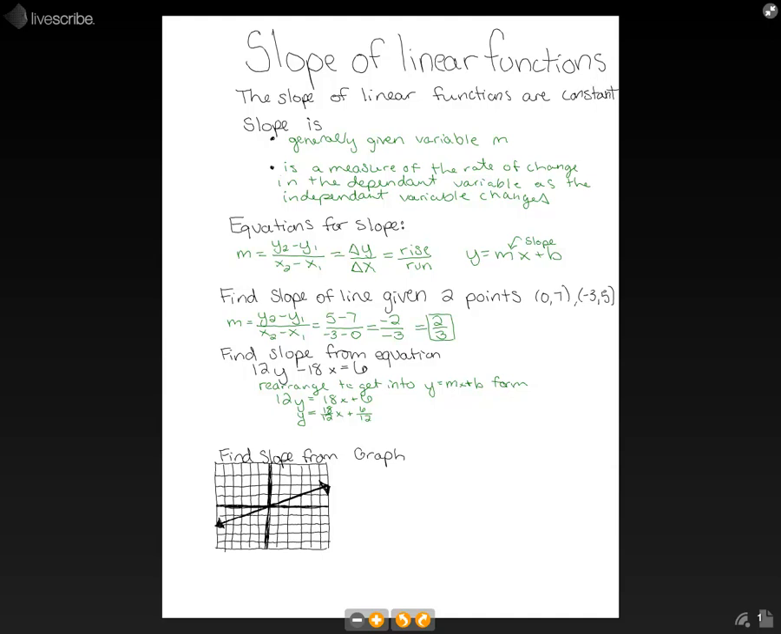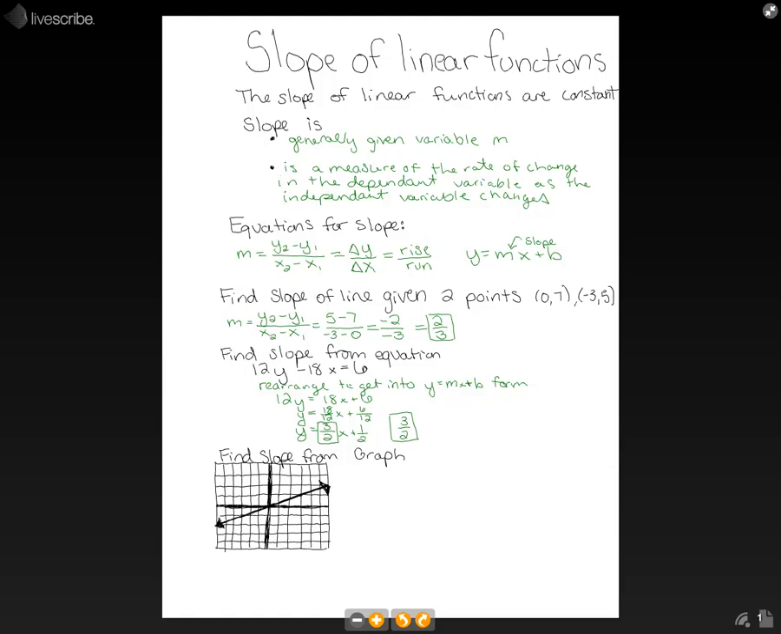Let's go ahead and simplify that because we can reduce those fractions. So we'll get y equals 3/2 x plus 1/2. So therefore, our 3/2 is in the place of our m because it's multiplied onto the x. So 3/2 is our slope in this case.